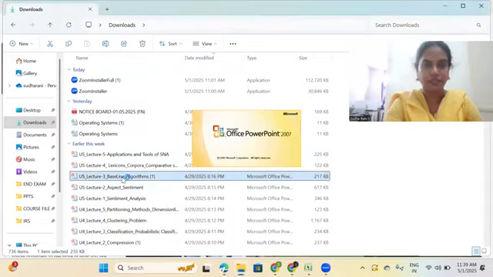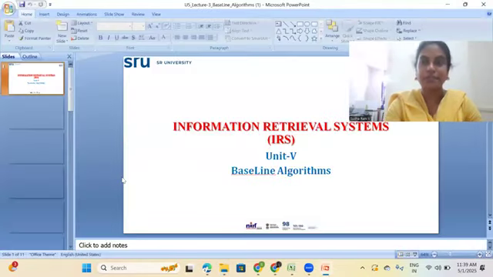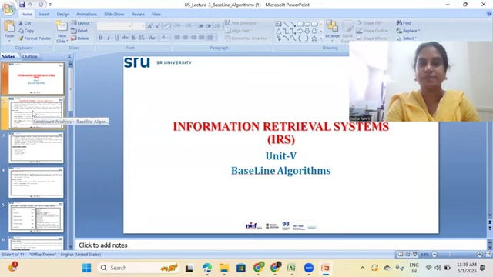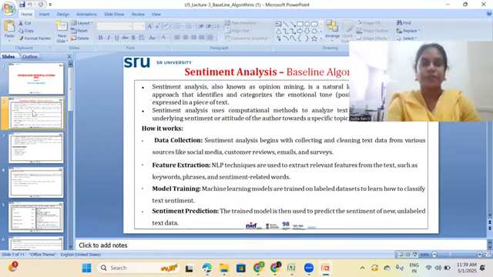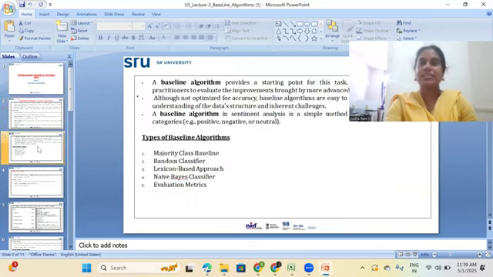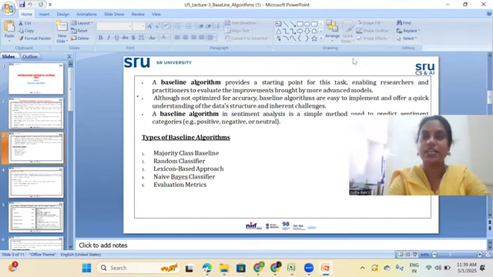I want to explain baseline algorithms. A baseline algorithm provides a starting point for its task, enabling researchers and practitioners to evaluate the improvement brought by more advanced models. Although not optimized for accuracy, baseline algorithms are very easy to implement and offer a quick understanding of data structures and inherent challenges.